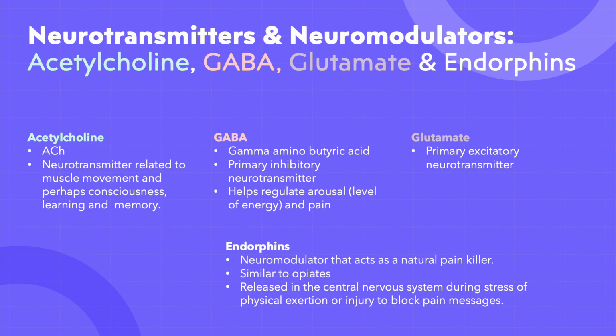We also have GABA, which is gamma aminobutyric acid. It is a neurotransmitter and it primarily functions as an inhibitory neurotransmitter. And this helps regulate arousal or levels of energy and pain.